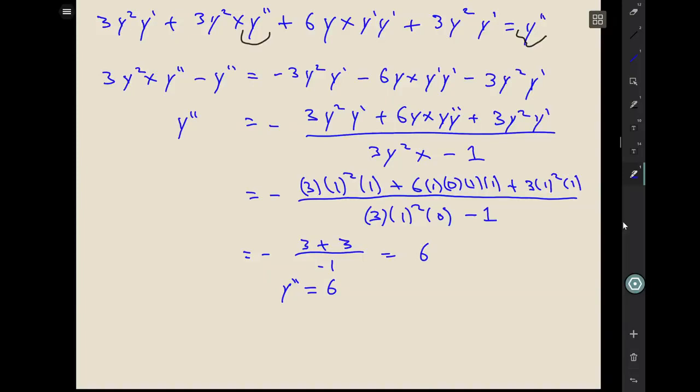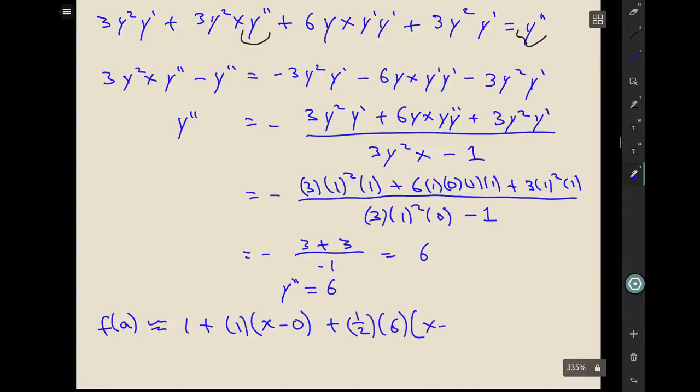Now we have everything we need. So we can approximate f of a as being equal to 1 plus y prime, which was 1, times x minus 0, plus 1/2 times 6 times x minus 0 squared, and our approximation looks like 1 plus x plus 3x squared.